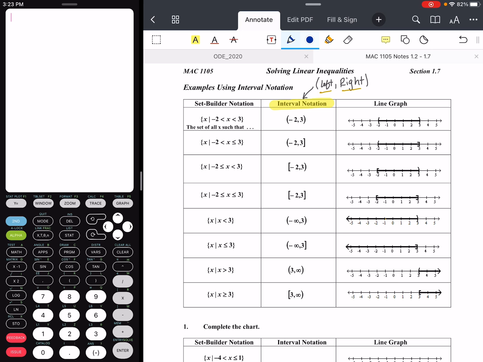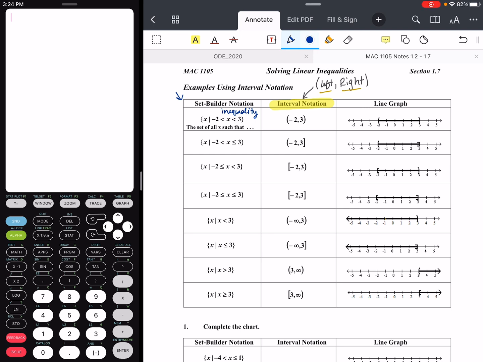So I've got this table set up here. Over here on the left, we've got an example of a solution in set builder notation. Notice that this would be read, the set of all x's such that -2 is less than x is less than 3. So that would be an example of a solution set. So within the set builder notation, you have your inequality, right? And that's what we're going to focus on working with to convert this into interval notation and then line graph notation.